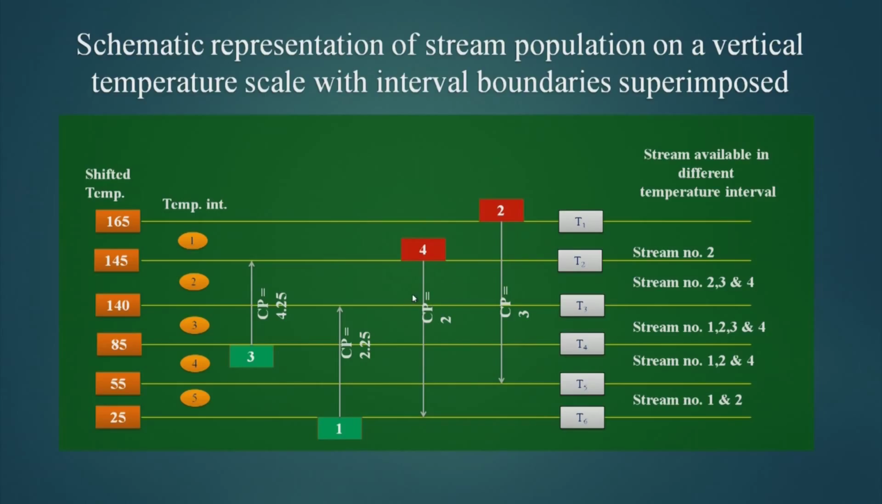In this temperature interval, 2 hot streams and 1 cold stream are available. So, stream number 2, 3 and 4 are available. In this temperature interval, all the 4 streams are available. In this temperature interval, 3 streams are available, 2 hot and 1 cold, and in this temperature interval, 1 hot and 1 cold stream are available.